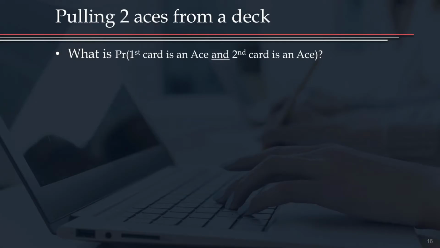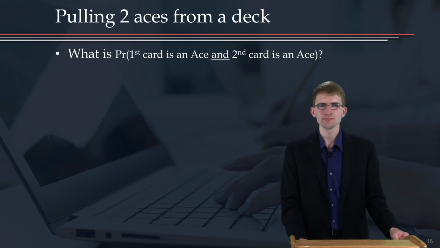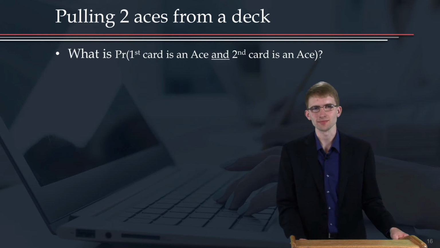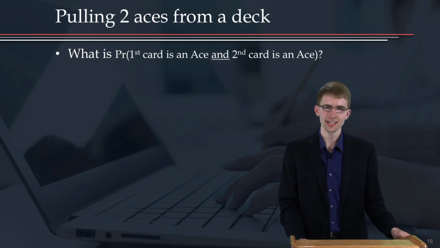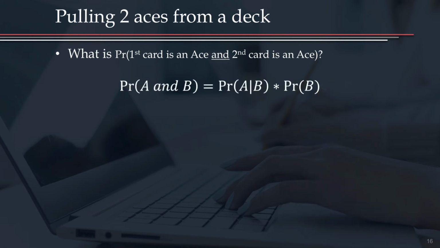One more example, this time with another version of the same formula. So now I'm pulling 2 aces from the deck, and I'm curious what's the probability that the first card that I draw will be an ace, and the second card is an ace. Remember, if these were independent events, we could just multiply the separate probabilities. But they're actually not, and so we'll use this formula. The probability of A and B is equal to A given B times the probability of B.